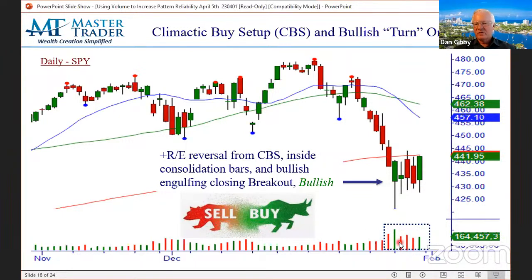So the increasing volume in this case is saying there's a lot of selling, but there's also a lot of buying and it's not going lower. That's what that volume's telling me. So it's a plus that it doesn't want to go any lower in the short term.